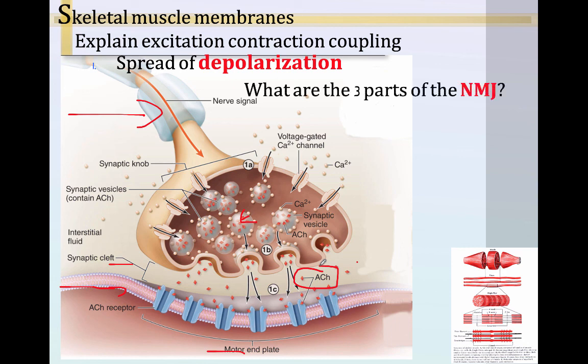So what are the three parts of the neuromuscular junction? Well, number one, the synaptic knob. Number two, the synaptic cleft. And number three, the motor end plate. And so here these parts are important.